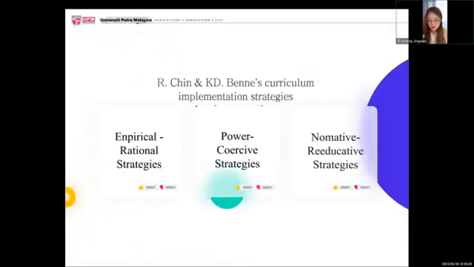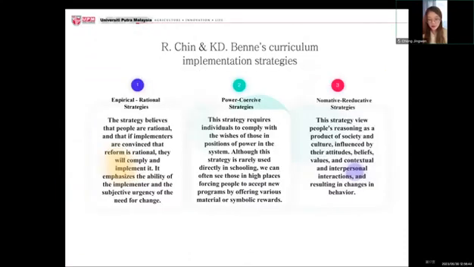So Chen and Ben's curriculum implementation strategies, which are considered to have the following three basic tasks. The first one is empirical rational strategies. This strategy believes that people are rational and that if implementers discover that reform is rational, they will calmly accept and implement it. It emphasizes the ability of the implementer and the subjective urgency of the need for change.